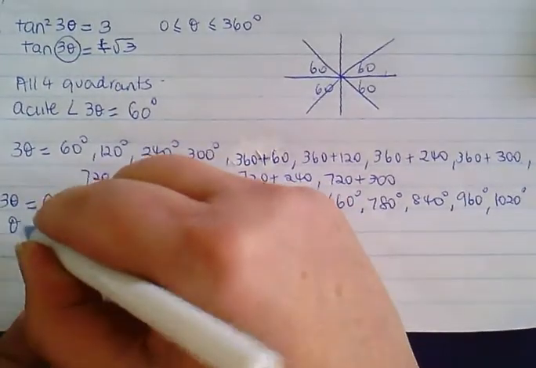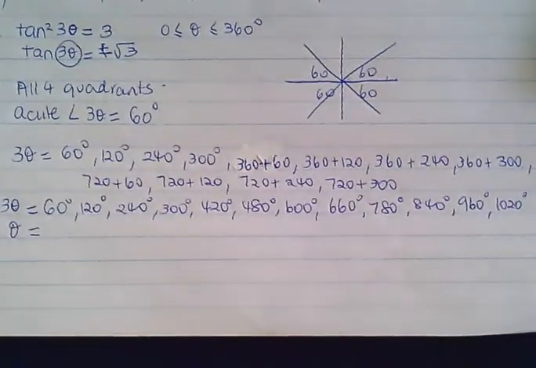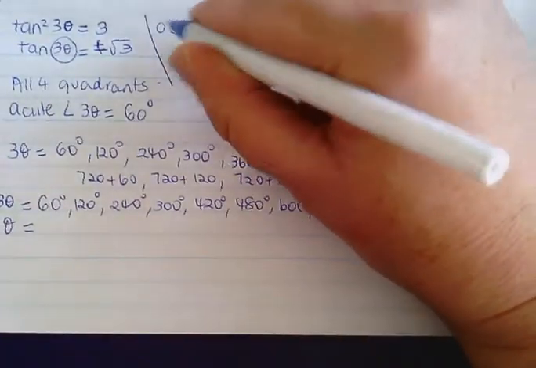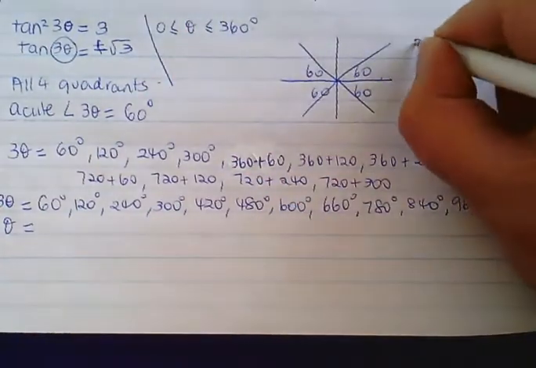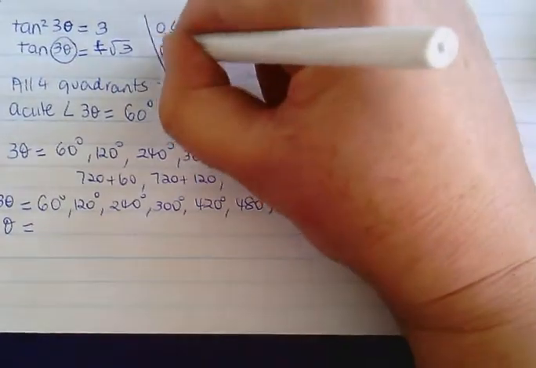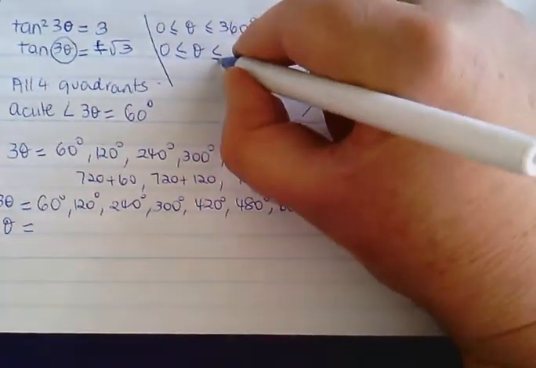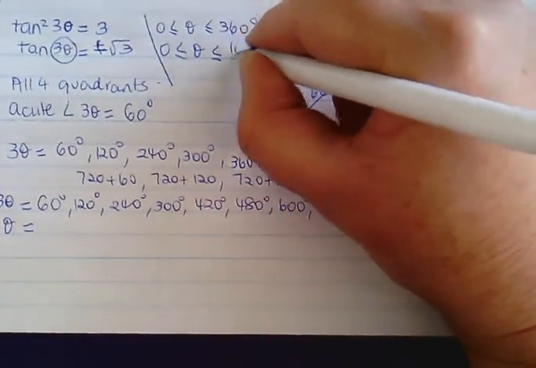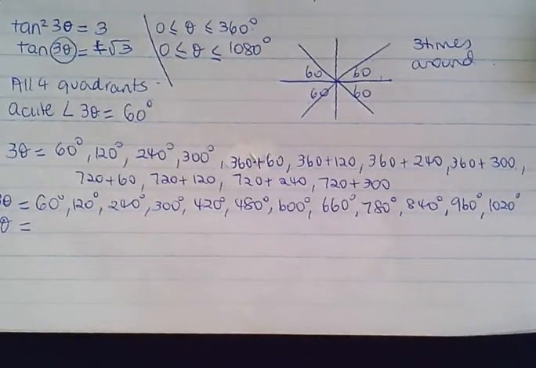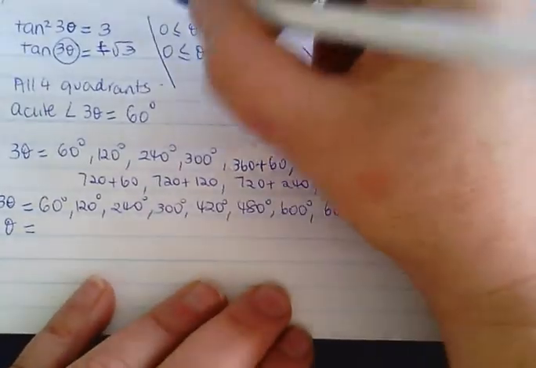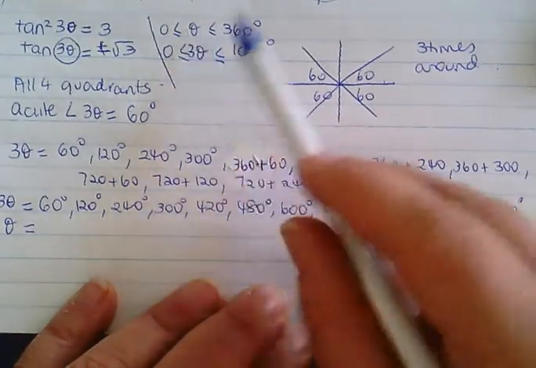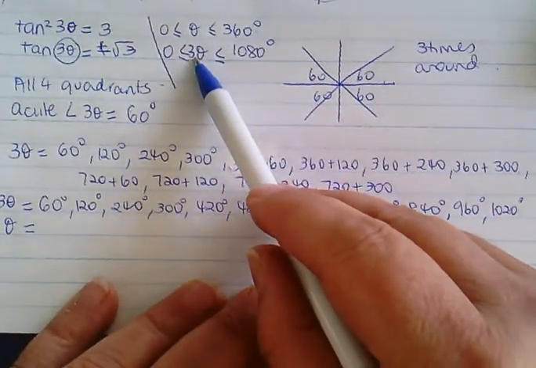So I'm solving, oh sorry, going back up here, what I just forgot to write, if theta lies between 0 and 360, we know we're going 3 times around the circle. 0 less than or equal to theta less than or equal to 1080, 3 times. So you should always put that. Oh, and that's a 3 theta. That's the domain for theta. This is the domain for 3 theta.